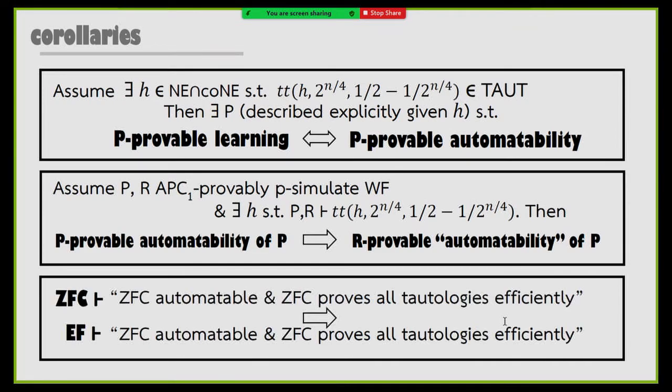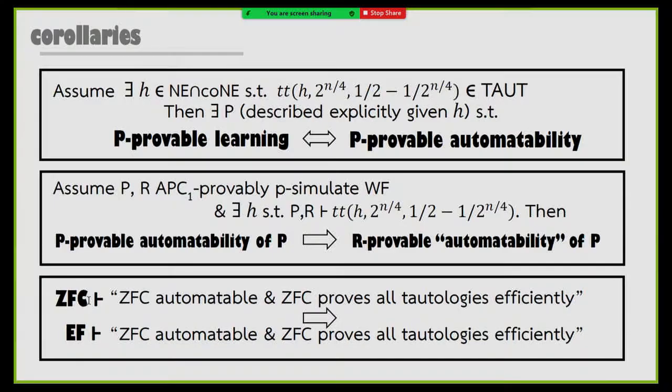I would like to mention one more corollary. So this is an unconditional statement, which is more like an artifact of the proof methods which we used. This is the bottom box. And it says that if ZFC proves efficiently that ZFC is automatable and ZFC proves all tautologies efficiently, then you can prove the same statement inside extended Frege already. So assuming that this statement is provable in ZFC, you can prove the same thing in extended Frege.